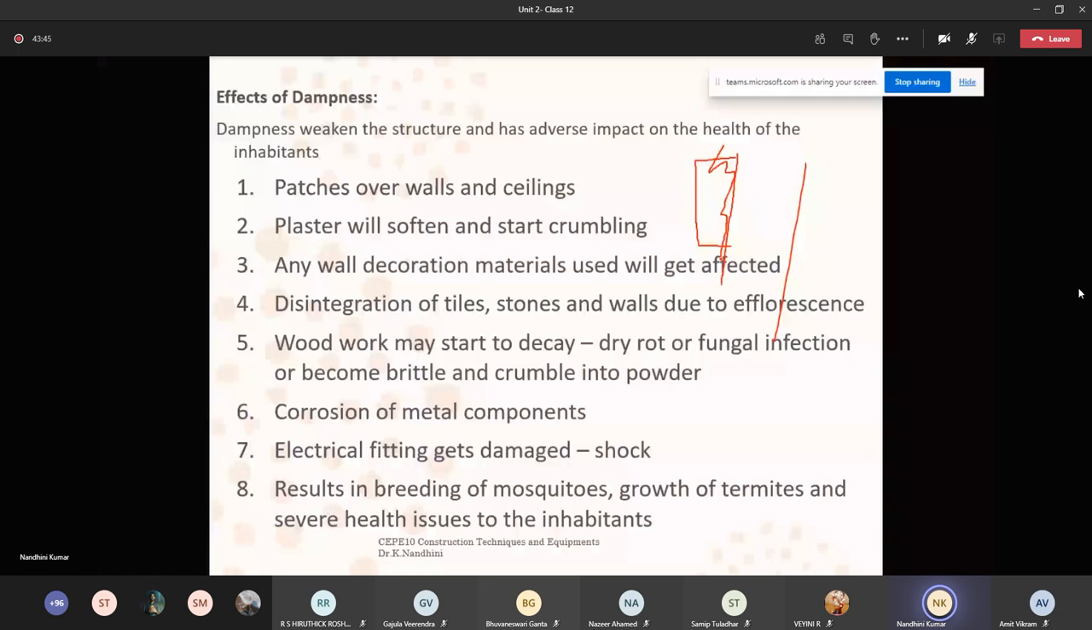Okay. Patches over walls and ceilings. Plaster will soften and start crumbling. What is crumbling? Anyone?